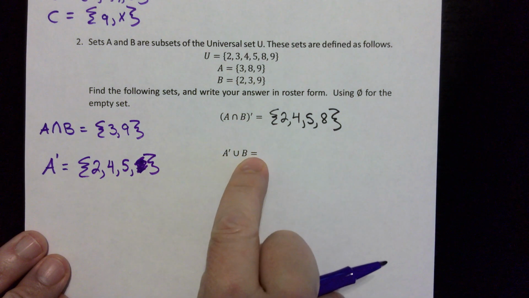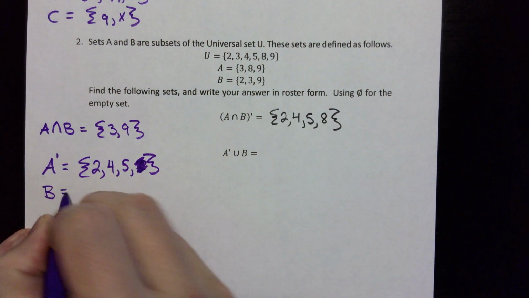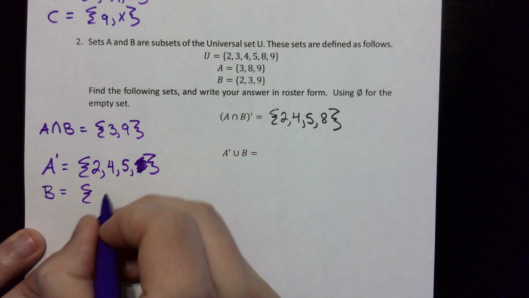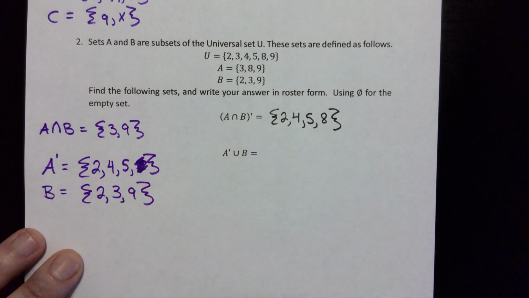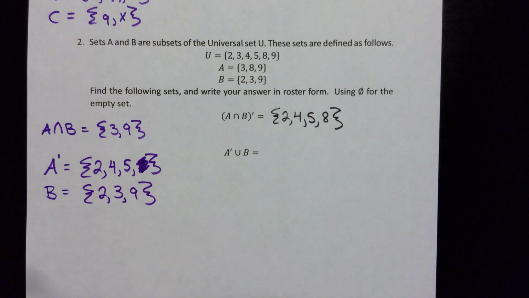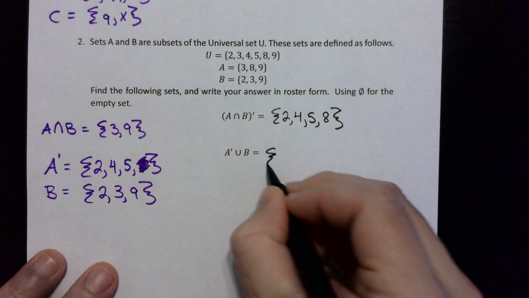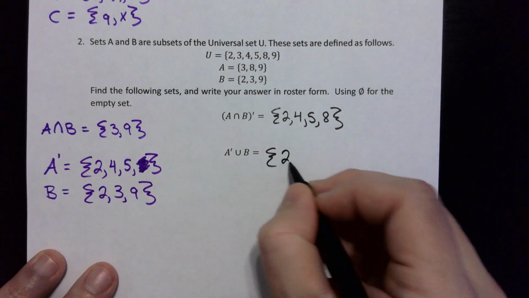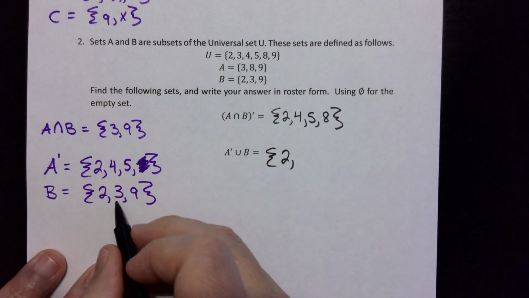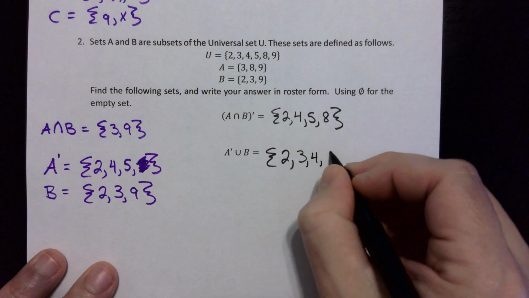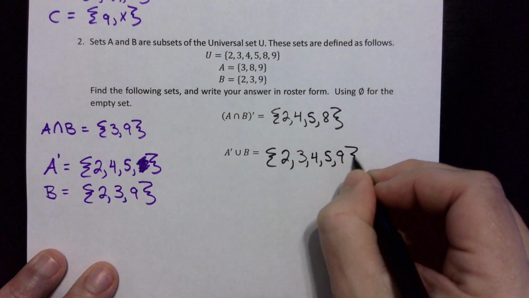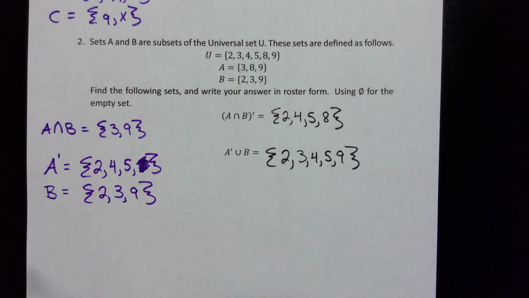It says union that with B. Let me write down B just below this so we can see it closely here. 2, 3, 9. Now, union means anything that's in either one of the sets, I'm going to write it down, but I won't write anything down twice. So I look over here and I have common to both, a 2. Then I have a 3 in this one, a 4 in this one, a 5, and a 9. So 2, 3, 4, 5, 9. Okay, and that is A complement union B.